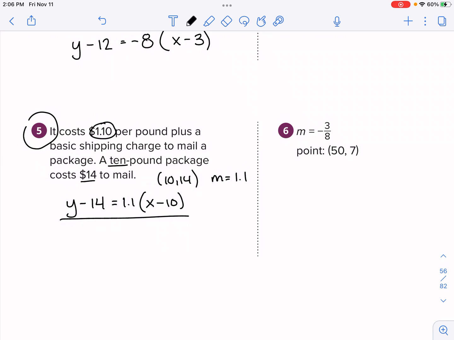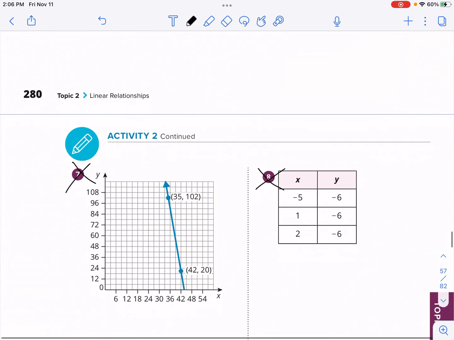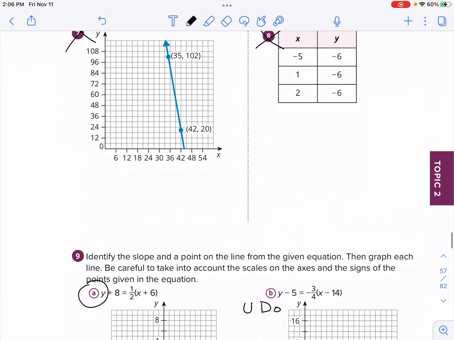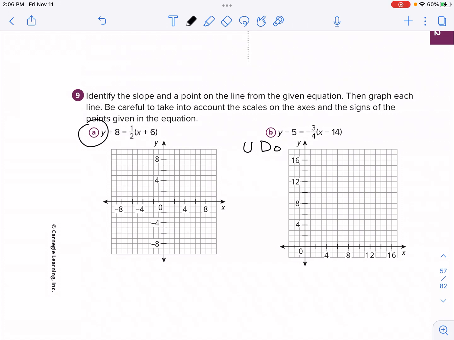Okay, moving on. So pause at this point if you want to check your work on those problems, but let's go to 281. We're skipping 7 and 8. We're going to go right to number 9. 9A, and I'll leave 9B as a you-do. So number 9. Identify the slope and a point on the line from the given equation. We're already given it, we don't have to write it.